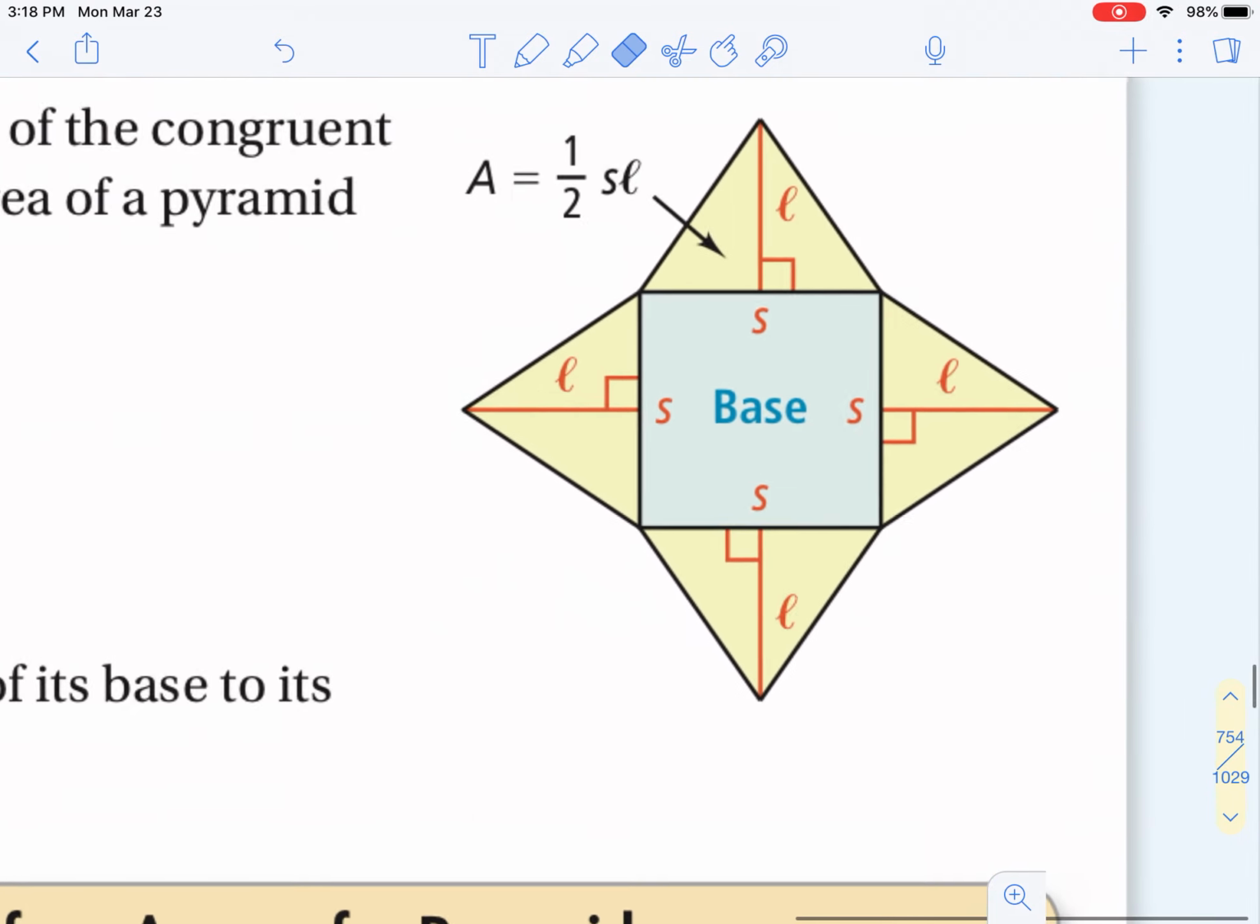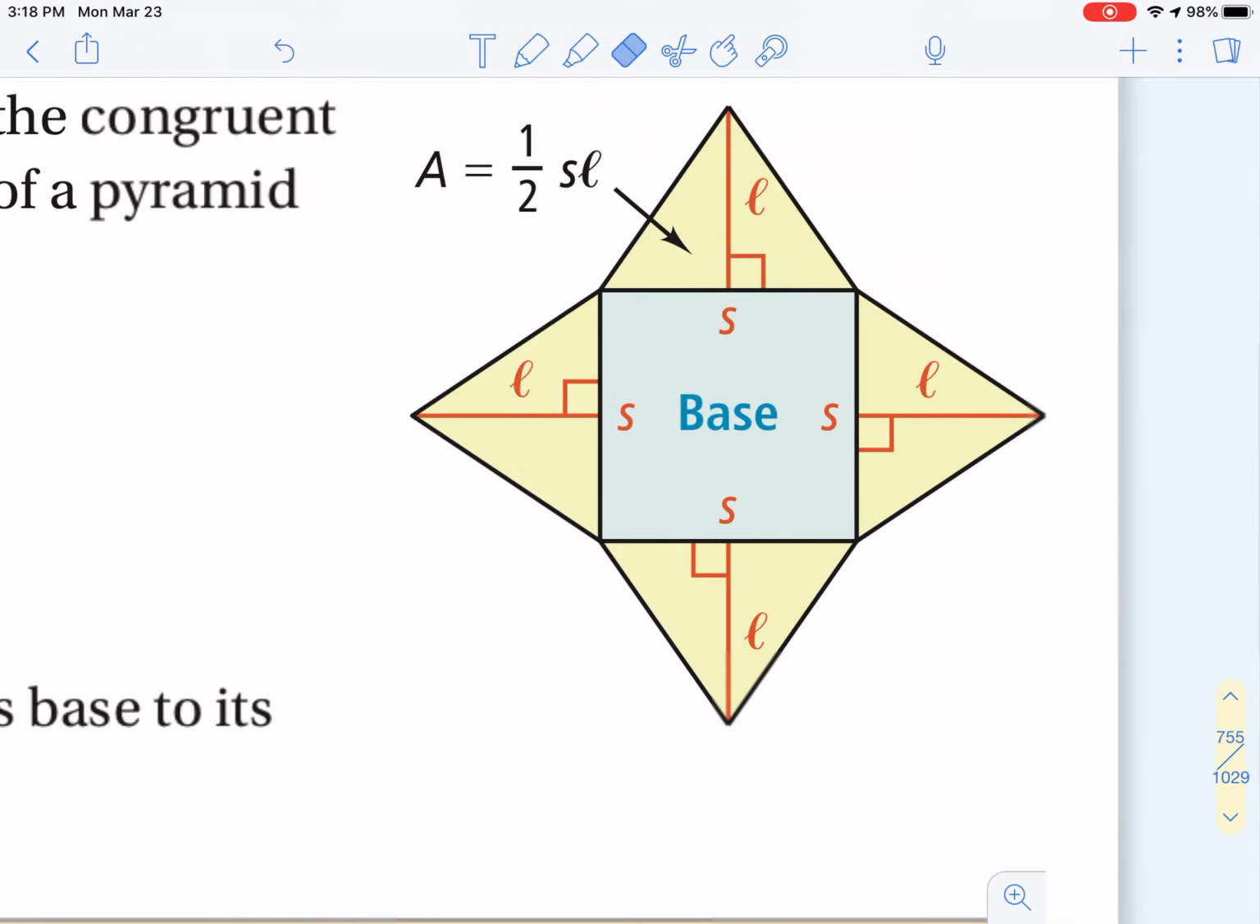I'm going to scoot on over here. So this is a net, right? A net of a square pyramid. And what we've done is we've taken the lateral sides and we've laid them flat. And so how do we find the area of a triangle? Well, we simply take the base, we multiply that by the height, we multiply that by 1/2.